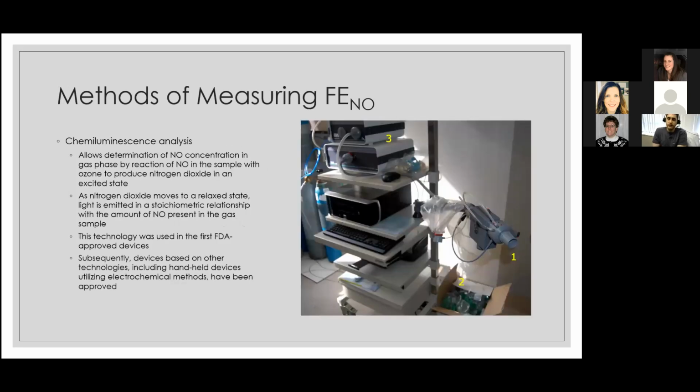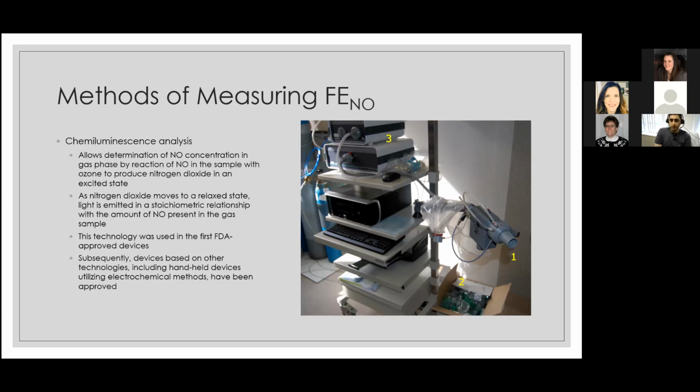So how do we measure the FeNO? Well, back in the day, they used something called chemiluminescence analysis. It allows for the determination of nitric oxide concentration in gas phase by reaction of the nitric oxide in the sample with ozone to produce nitrogen dioxide in an excited state. This nitrogen dioxide moves to a relaxed state. Light is emitted in a stoichiometric relationship with the amount of nitric oxide present in the gas sample.